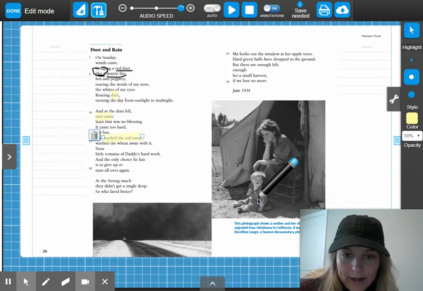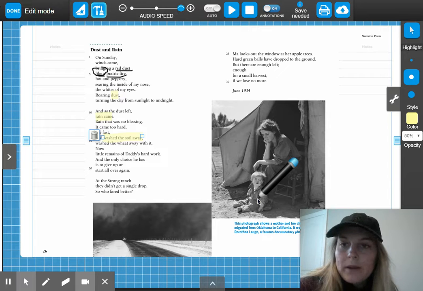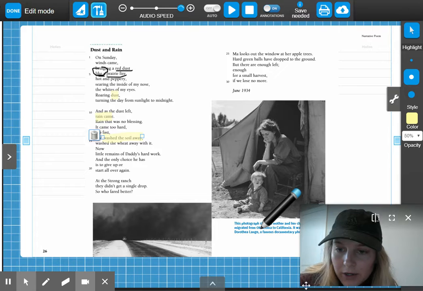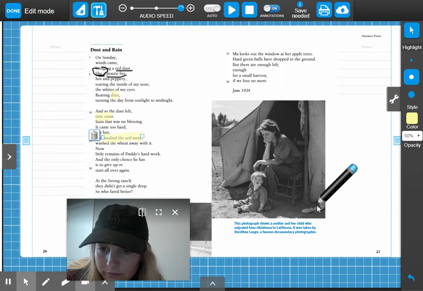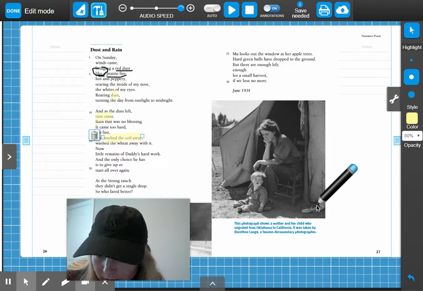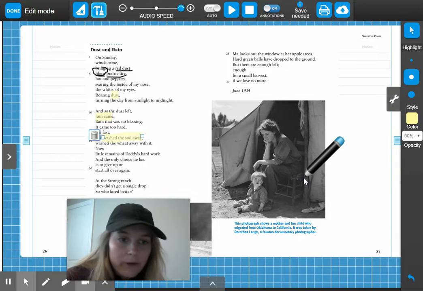At the Strong Ranch, they didn't get a single drop. So who fared better? Ma looks out the window at her apple trees. Hard green balls have dropped to the ground, but there are enough left, enough for a small harvest, if we lose no more. June 1934. A photograph shows a mother and her child who migrated from Oklahoma to California. It was taken by Dorothea Lange, a famous documentary photographer.